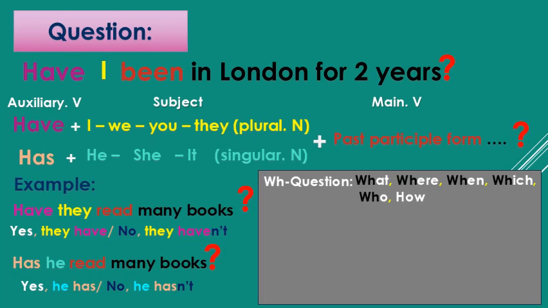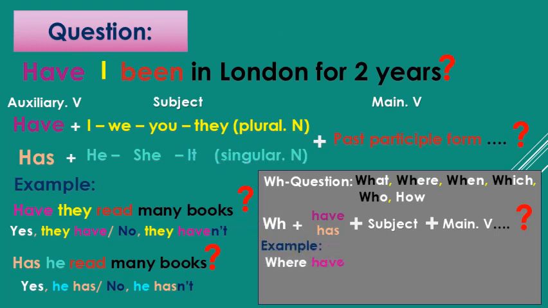So here we have the same form, نفس الشكل, have or has plus subject plus main verb and the question form. Just we add at the beginning إذا نضيف فقط بالبداية ال WH question. فقط نضيف ال WH question. For example, where have they read books?